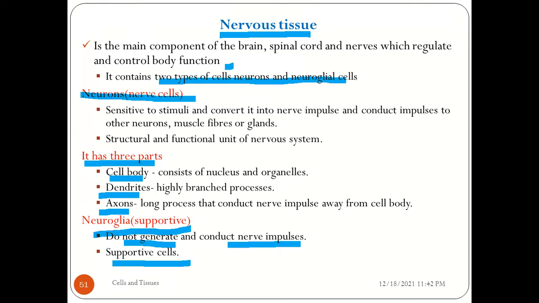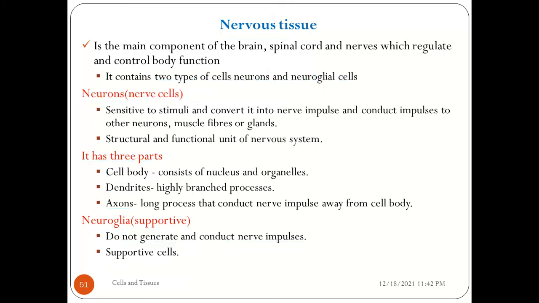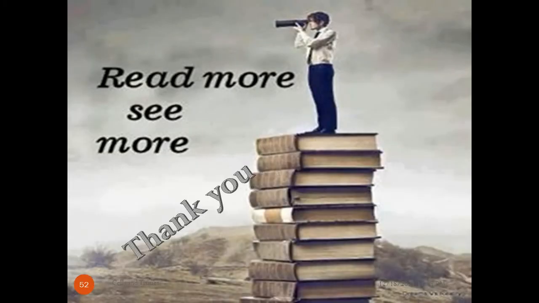We will see it later in detail as a separate chapter. So dear audience, this is all about chapter 2, cell and tissues. Next time we will start the skeletal system, about bones, joints, and ligaments.